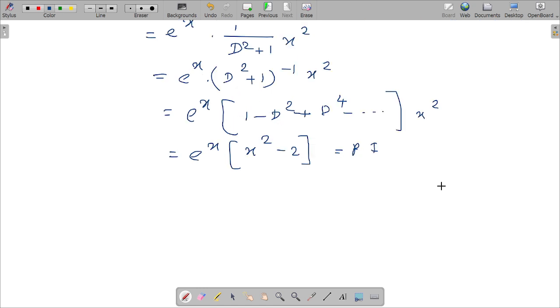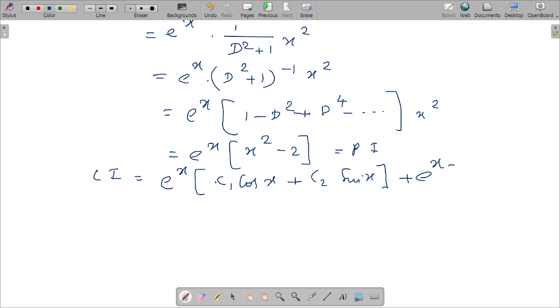Then finally we can write the complete integral. Complete integral equal to complementary function plus particular integral. Complementary function is e power x, c1 cos x plus c2 sin x. Particular integral is e power x into x square minus 2.